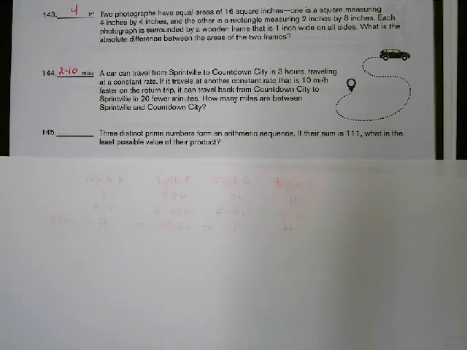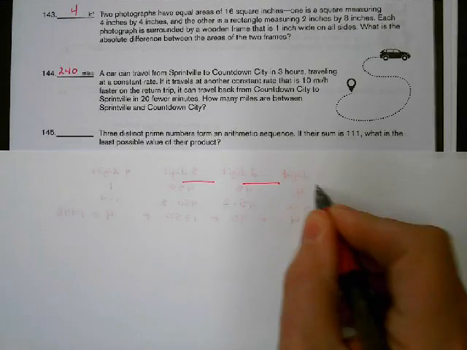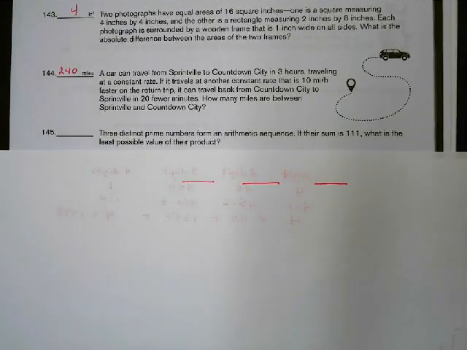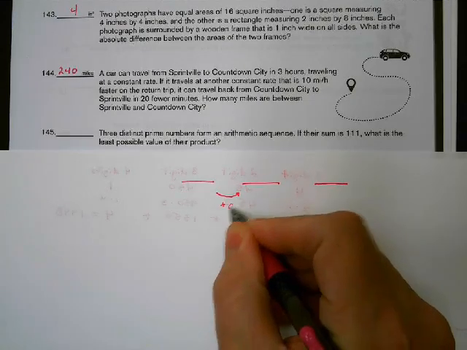All right, 3 distinct prime numbers form an arithmetic sequence, and their sum is 111. What's the least possible value of their product? Okay, so we've got 3 numbers, and these numbers are all prime numbers. Okay, and they're arithmetic. So if they're arithmetic, I'm adding by the same amount. I'll call that the common difference each time.